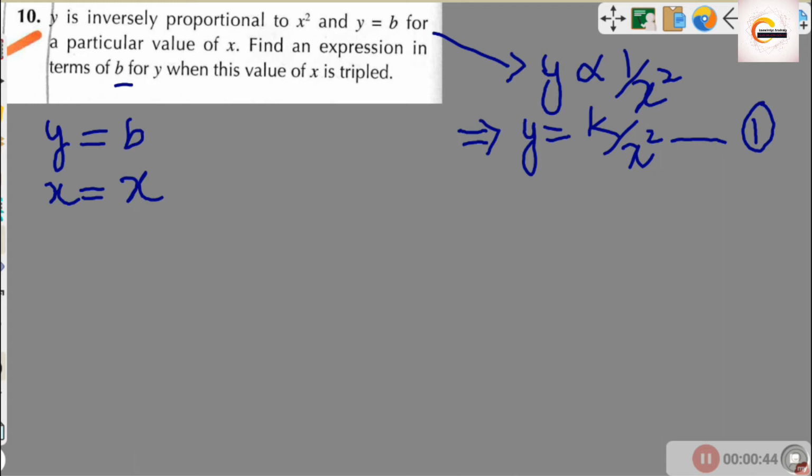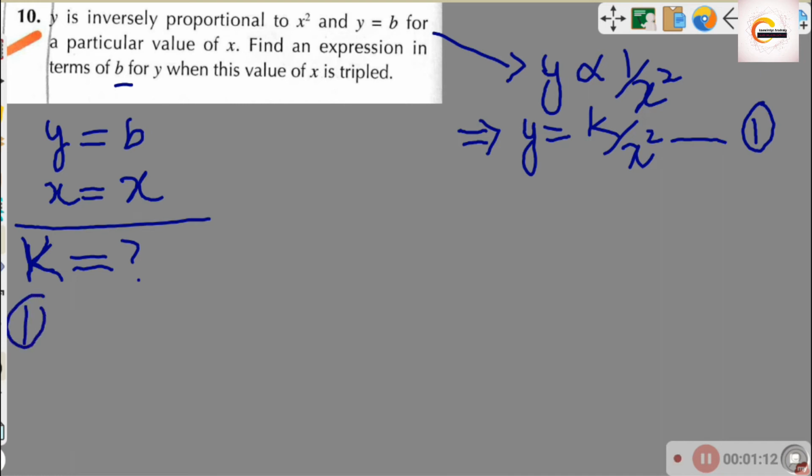So first of all, we know we have to calculate the value of the constant of variation k, and then we will triple the value of x. So what will be the value of k? Let's put y equal to b and x equal to x.